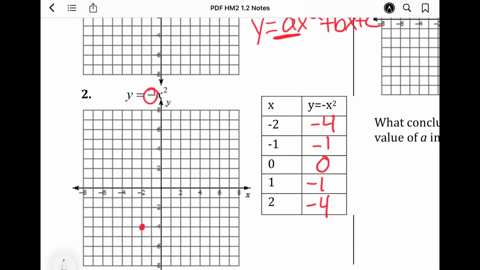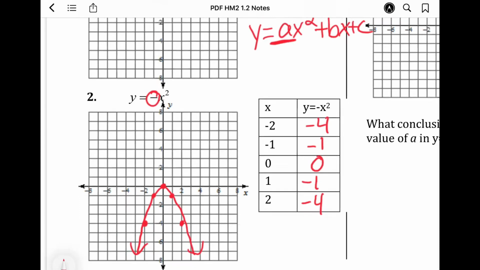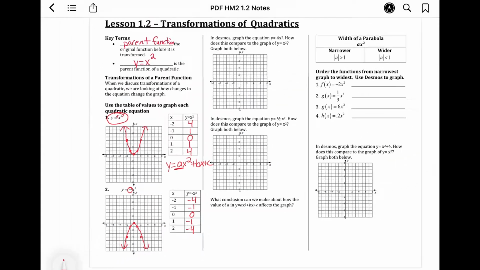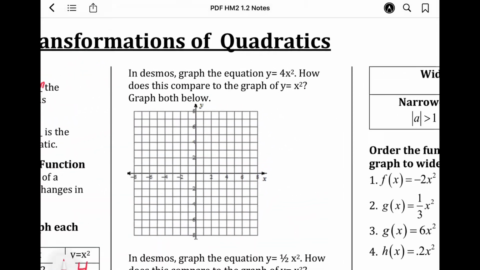So we're going to graph this as well. Negative 2, negative 4, negative 1, negative 1, 0, 0, 1, negative 1, and 2, negative 4. So there is your graph. And again, it transformed from our parent function, which was number 1, to number 2, because there was a negative in front of our a, or our a was negative.